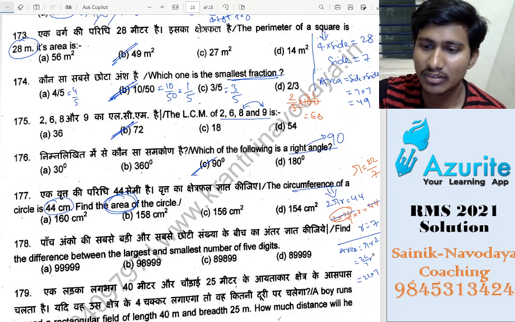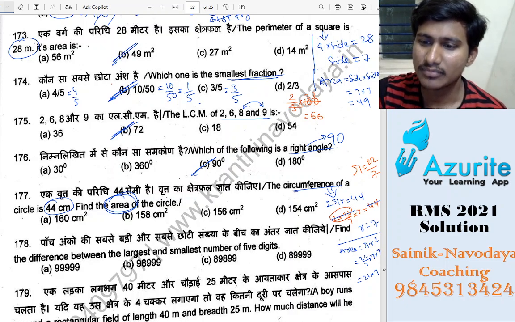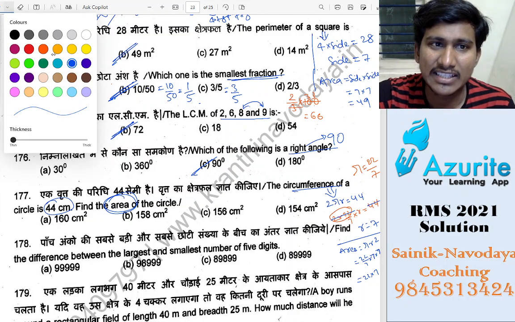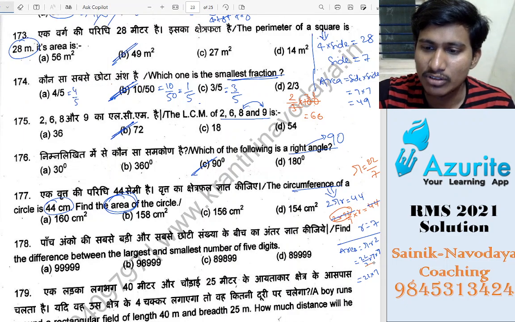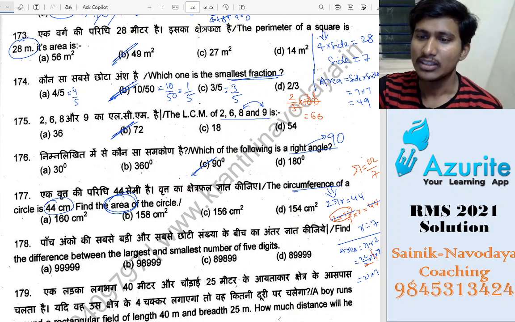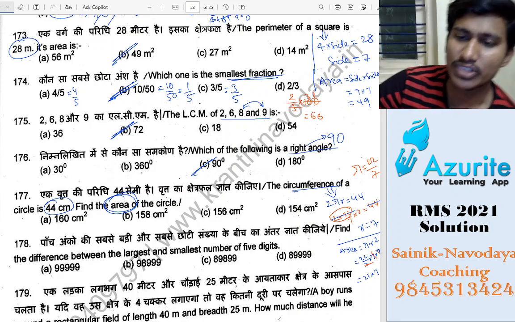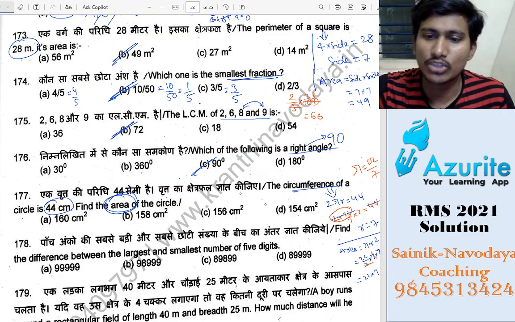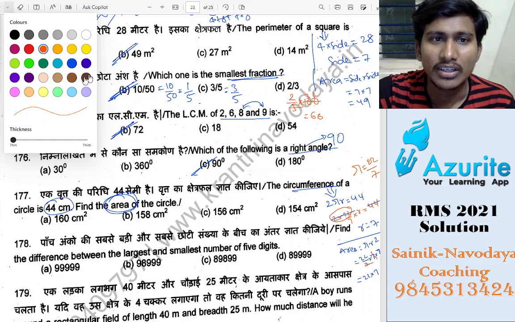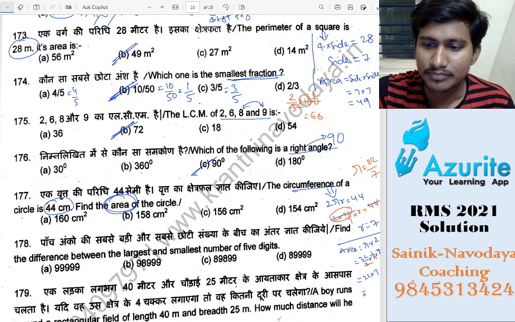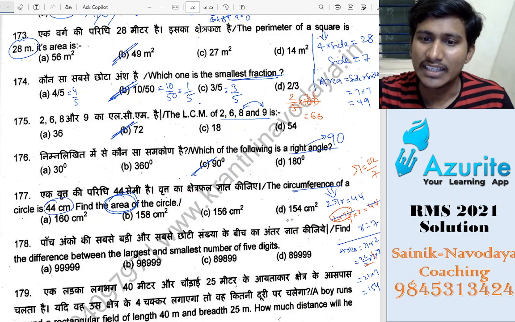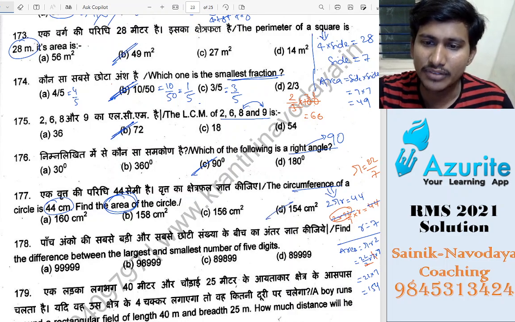Option D. So pi r square, 7 and 7. So that is 22 sevens. This 7 cancels out, so 1 seven will be remaining. What is the formula for the area of a square? Area of a square is side into side, side square. So 22 sevens will be 154. No, not square, circle. Circle is pi r square. 154 will be the answer.